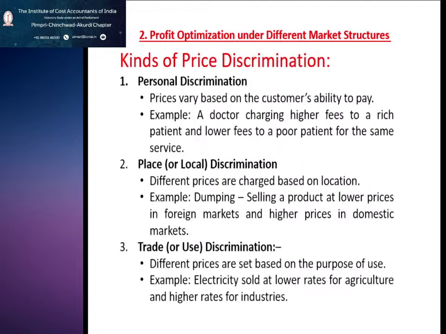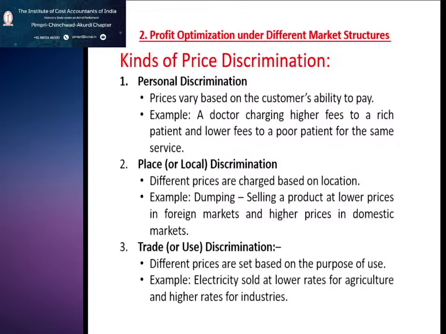Kinds of price discrimination that prevail in market structures are, first, personal discrimination. An example is a doctor charging higher fees to a rich patient and lower fees to a poor patient for the same services. Place discrimination or local discrimination is where different prices are charged based on the location. Dumping is selling a product at lower prices in foreign markets and higher prices in domestic markets. Trade or use discrimination is typically based on usage, where different prices are set based on the purpose of use.